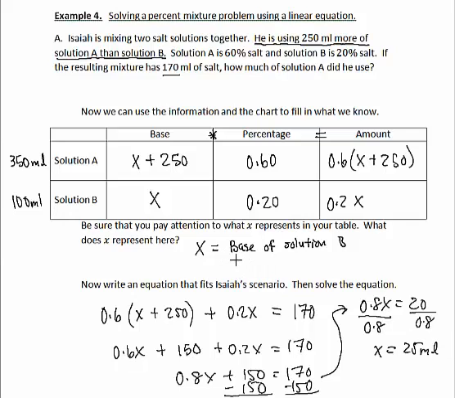X represents the base of solution B, so in our table we could write 25 milliliters for solution B, and solution A is 250 more than that. So if we add 250 to 25, we get 275 milliliters. And this answers the question. Always refer back to the original question. It says how much of solution A did he use, and so we have to plug in our number or our variable in this expression for solution A. And so this is the number that we were looking for, 275.